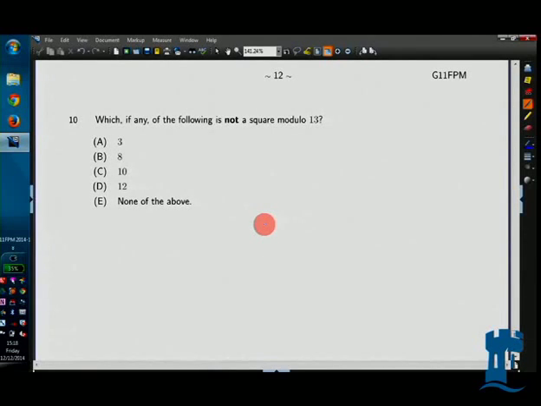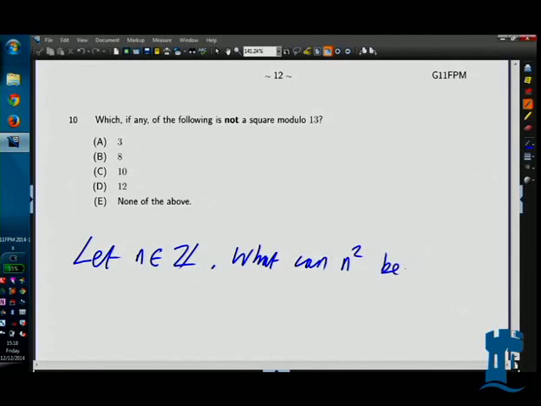Now this one, I think it was only about 55% got it right, so I think that maybe not everyone remembered what squares modulo 13 were. So the idea here is: let n be in the integers, what can n squared be congruent to mod 13?